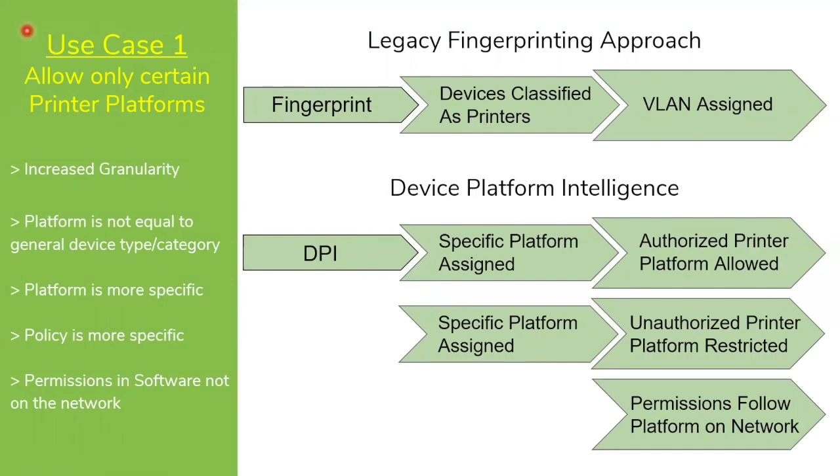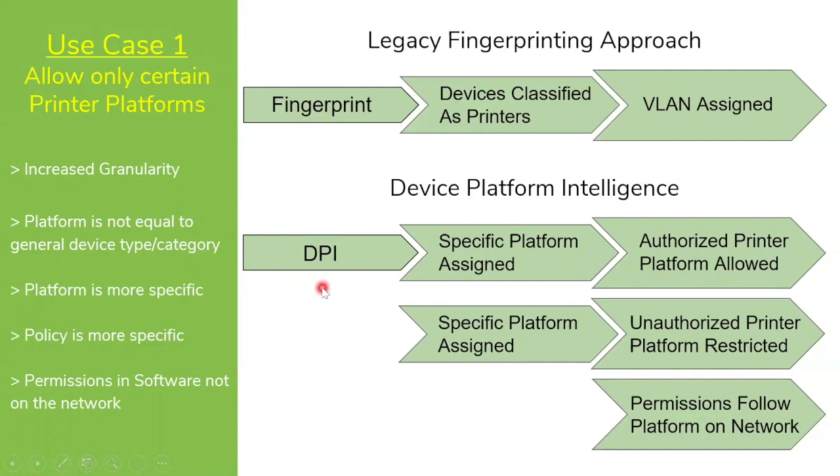There's many. This is just to demonstrate the difference between what we typically consider a legacy approach to identifying devices and fingerprinting them on the network, and how device platform intelligence can differ from that. Because you have increased granularity about specifically what kind of platform it is, you're not talking about a basic category, and you're able to get more specific. So many times, relative to printers, you'll have a printer fingerprint, it'll get classified as a printer, and there will be an action performed like put it into a printer VLAN.